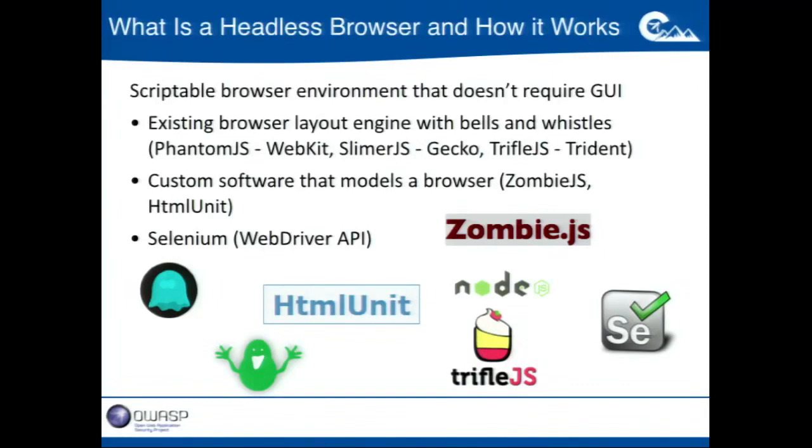Another category would be something that looks like a browser from a programming point of view, but it's not really a browser. It doesn't have a real browser engine in it. Zombie.js is a Node.js-based custom JavaScript engine which mimics a browser, and HTMLUnit is Java-based.